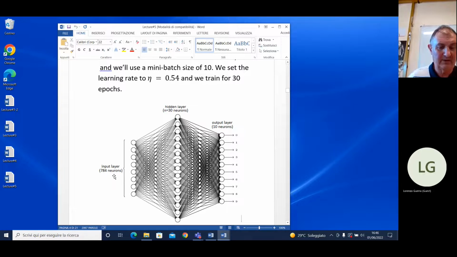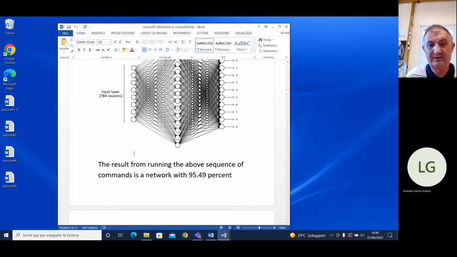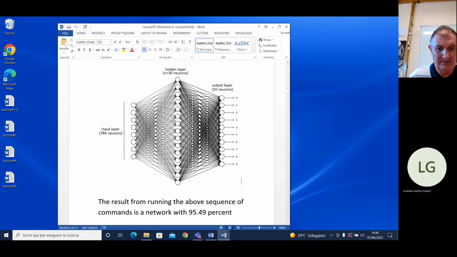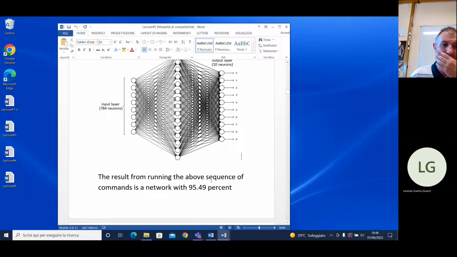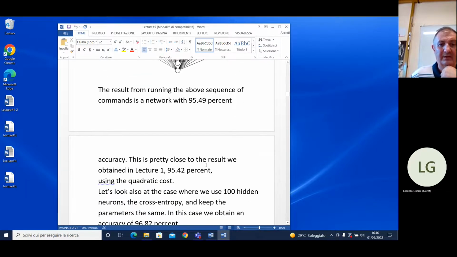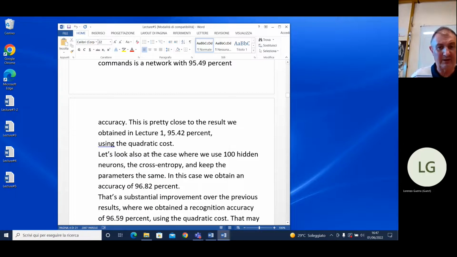So the result from running this neural net using the old quadratic cost function gives us a learned network with the result of 95.49% accuracy. This is pretty close to the result we obtained in the first lecture using the quadratic cost.